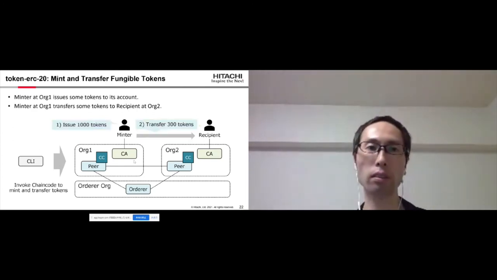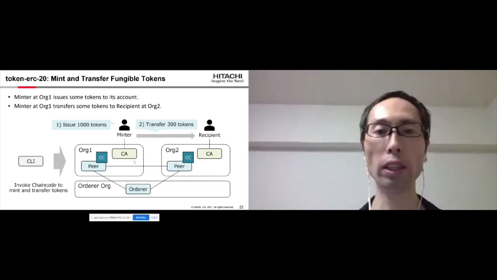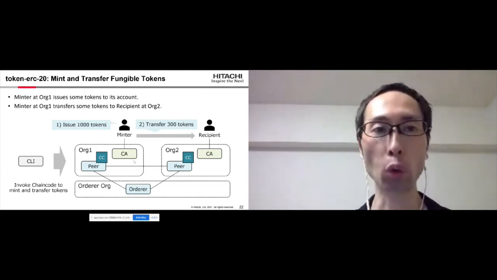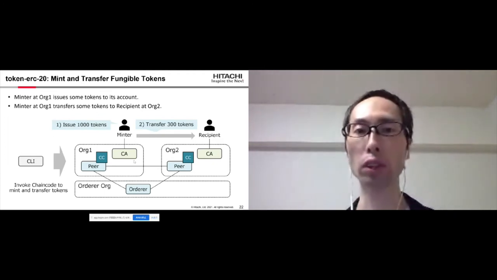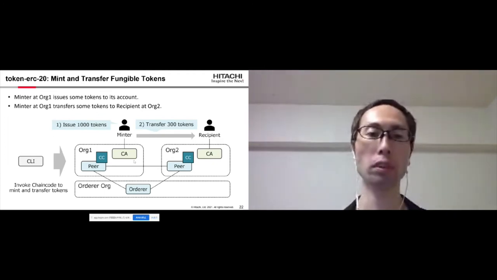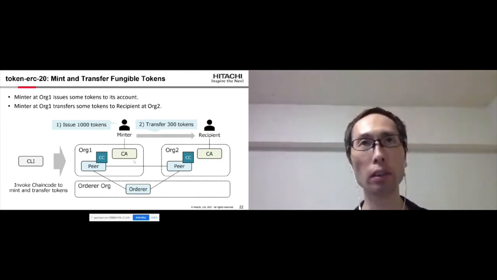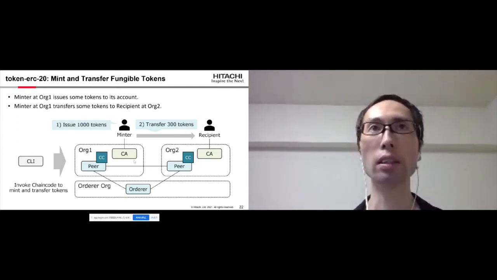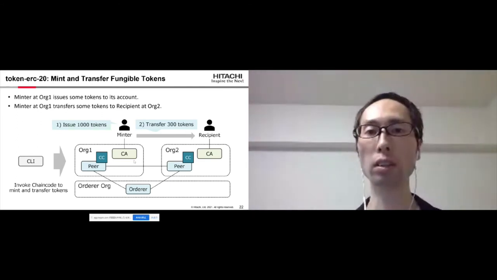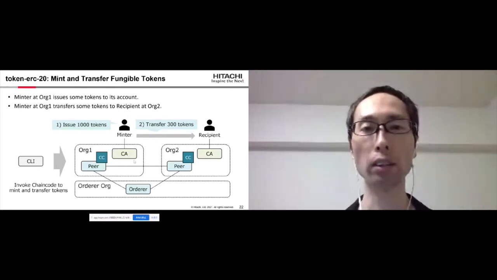And so now we can issue and transfer tokens. So in the test scenario, minter at org1 issues some tokens to its account, then the minter transfers some tokens to recipient at org2. So this is a very basic scenario. So you can add more scenarios, or this token is just a smart contract. So you can add more data model or behavior as you like. So please try it.